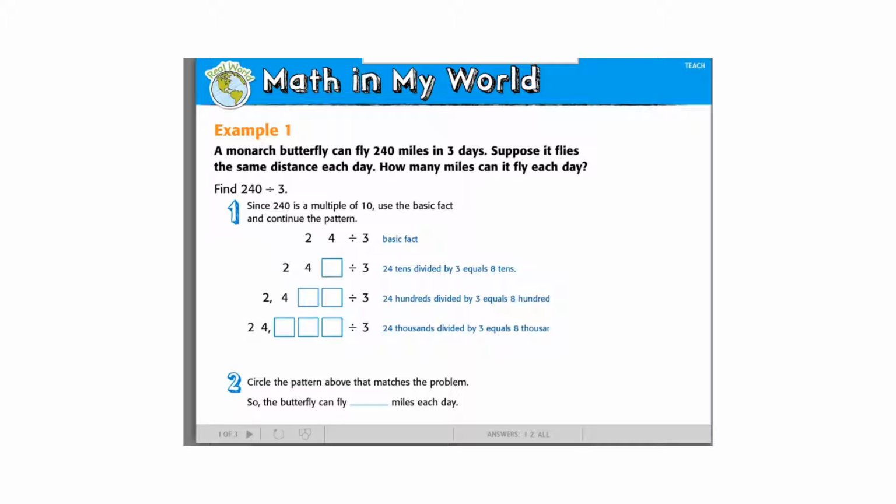Showing me you're ready if I can see that you've got your math paper in front of you, your eyes are on the screen, your pencil's in your hands, you're ready to write.